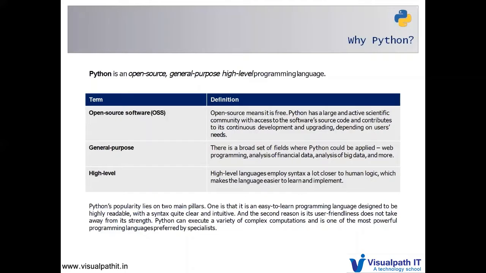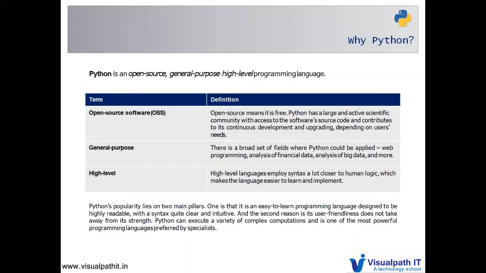So Python's popularity lies on two main pillars. One is that it is easy to learn programming language, designed to be highly readable with syntax quite clear and intuitive. Just as we discussed, it is more an English-like syntax. And the second reason is its user friendliness does not take away from its strength. Python can execute a variety of complex computations and is one of the most powerful programming languages preferred by specialists.